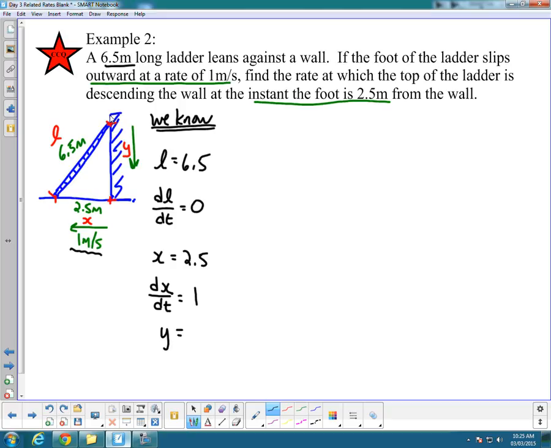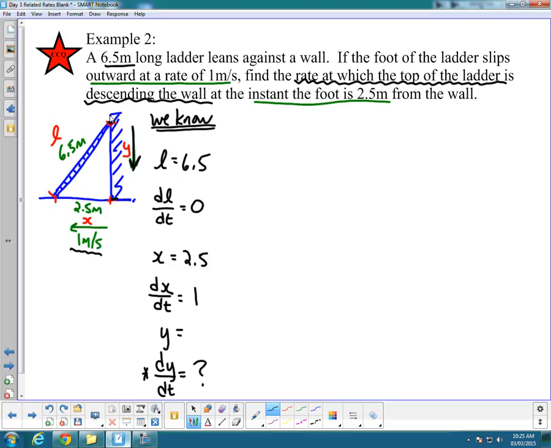And we don't know that yet. So again, we may or may not need to know that. We don't know how high it is here. We might be able to figure it out, but we may not need to know that yet. And then its related rate, dy by dt. And this is my unknown. I want to know the rate at which the top of the ladder is descending down the wall. So how fast is that going down? That is dy by dt.